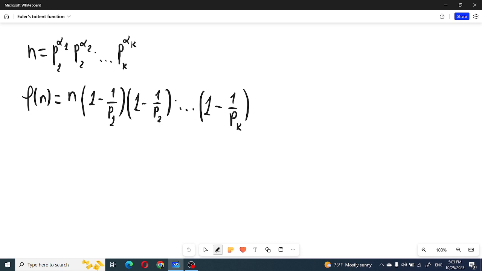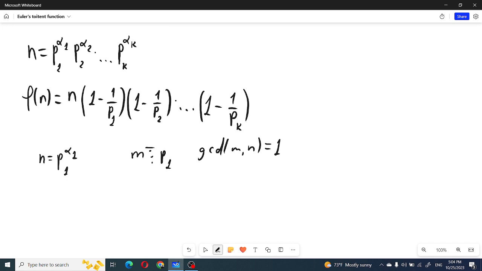This holds if we know that the prime factorization of n equals p1 to the alpha 1 power, p2 to the alpha 2 power, and pk to the alpha k power. To show this, let's imagine that at first n equals p1 to the alpha 1 power. So we can see that all of the integers which are not multiples of p1 must be coprime to n. So if we are given m and m is not divisible by p1, we can say that the GCD of m and n must be 1.